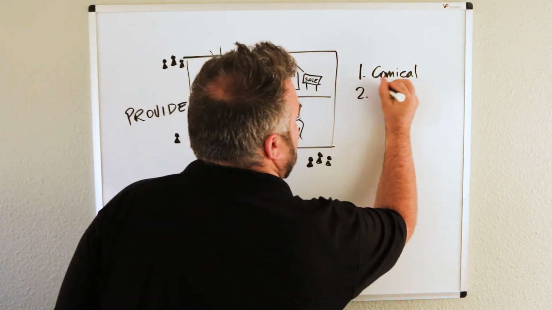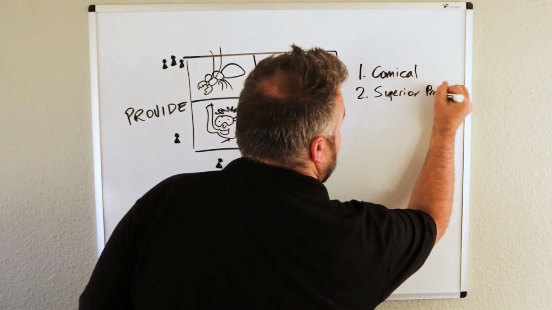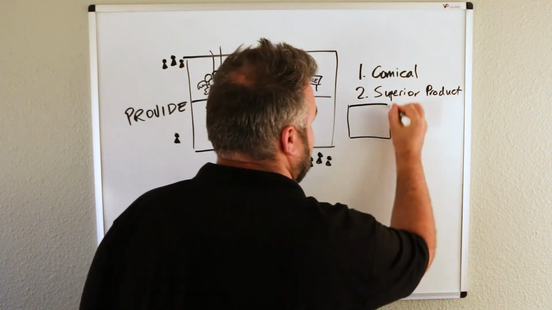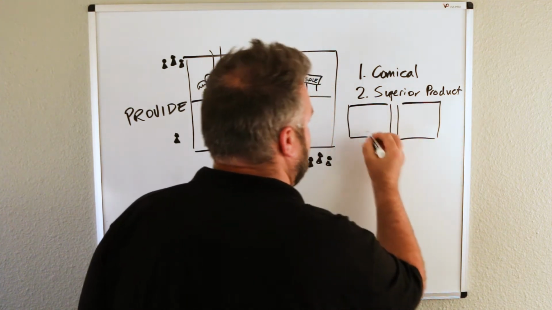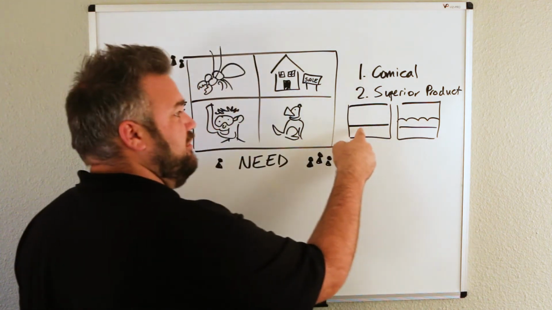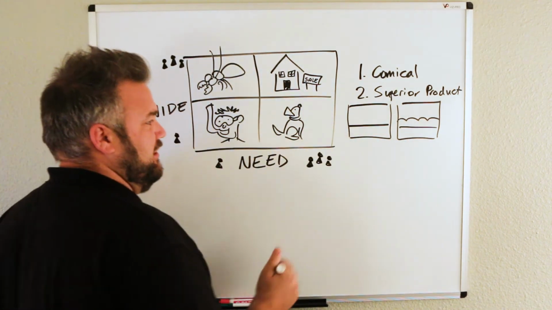The next one is make a superior product. Whether you make the superior product and that's the truth, or you just appear to, doesn't matter. This is a way to set yourself apart from your competition. You've probably seen this toilet paper commercial where you have, here's our competitor's toilet paper, here's ours, which one do you want to buy? So superior product.